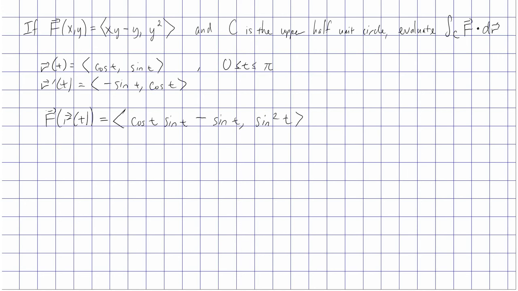Then the line integral over C of vector field f dot d r is the integral from 0 to pi of the dot product of these two. So we have the dot product of this vector right here with this r prime vector right here.